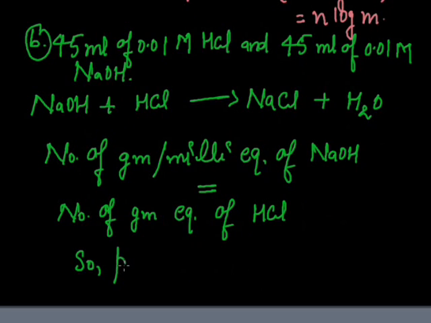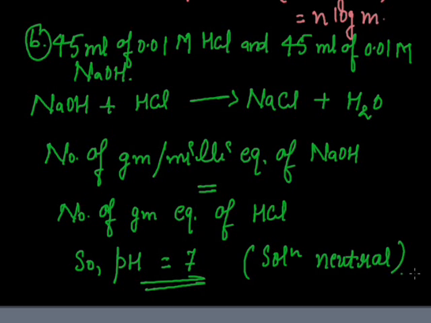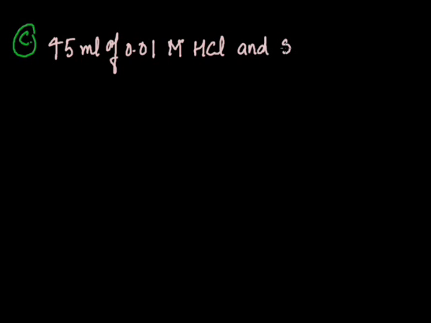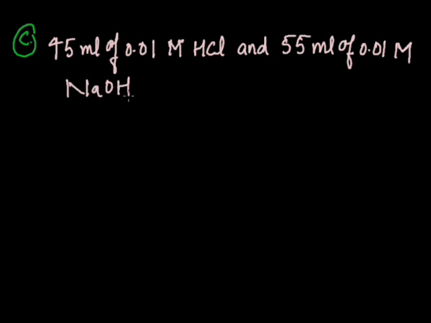So the solution is neutral and pH will be found to be 7. Next, 45 ml of 0.01 molar HCl and 55 ml of 0.01 molar NaOH. Again, it's the case of a strong base plus a strong acid, but here the volumes of the acid and the base are found to be different.